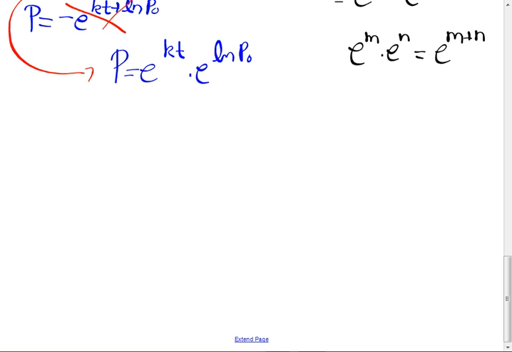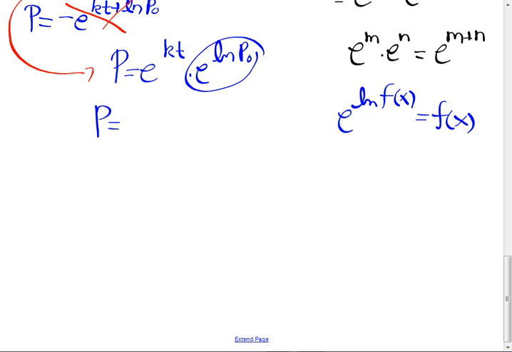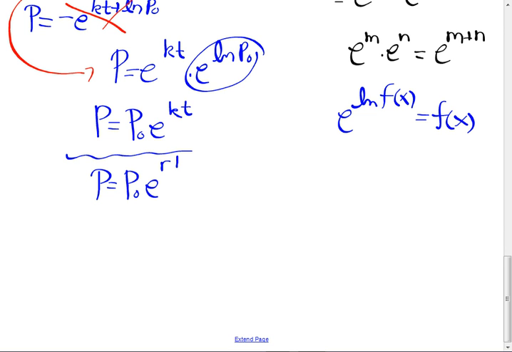What is e to the log of anything? What's e to the natural log of f of x? It's f of x because they're inverse operations. They cancel each other out, just like a derivative cancels out an integral and an integral cancels out a derivative. So P is equal to, well, that's just P naught e to the kt. You have seen it, maybe. P equals P naught e to the rt, where r is still just like k, but it's the interest rate. That's compounded.